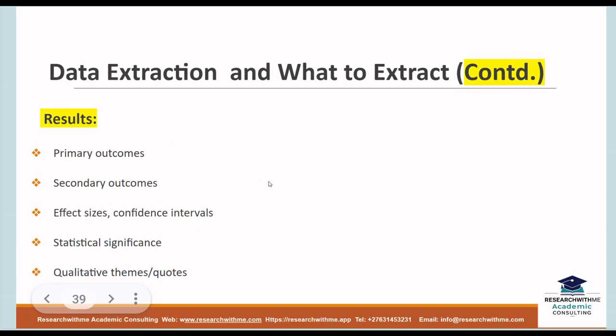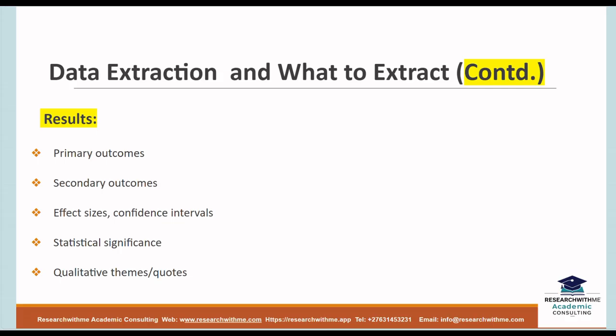Data extraction and what you extract still continue. The result, what is the primary result, what is the secondary result, the effect size, the confidence interval, the statistical significance, and qualitative themes and codes. Now, there is a mix of results here. When you say primary result, we can say it's applicable in all fields. Secondary result, you can say it's applicable in all fields.